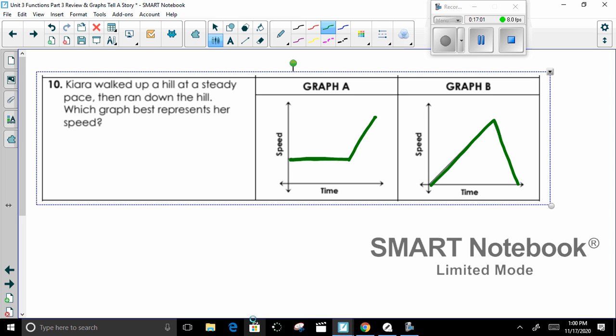It's at a steady speed, and then she ran down the hill. So obviously she's running down the hill, her speed's picking up. Well, this is a steady speed, and then she's running down a hill. Yes, that's going up because her speed is going up. When you run downhill, your speed goes up. So option A is the best example.